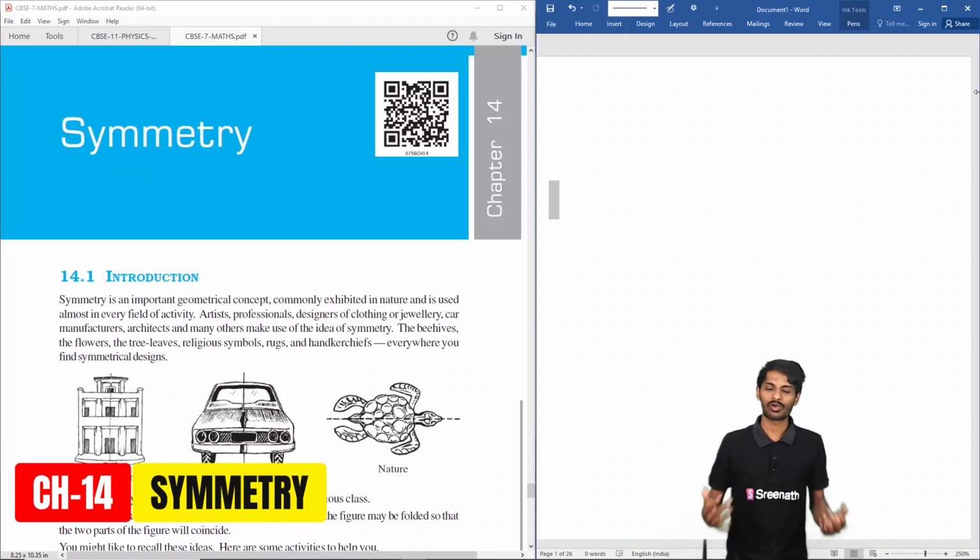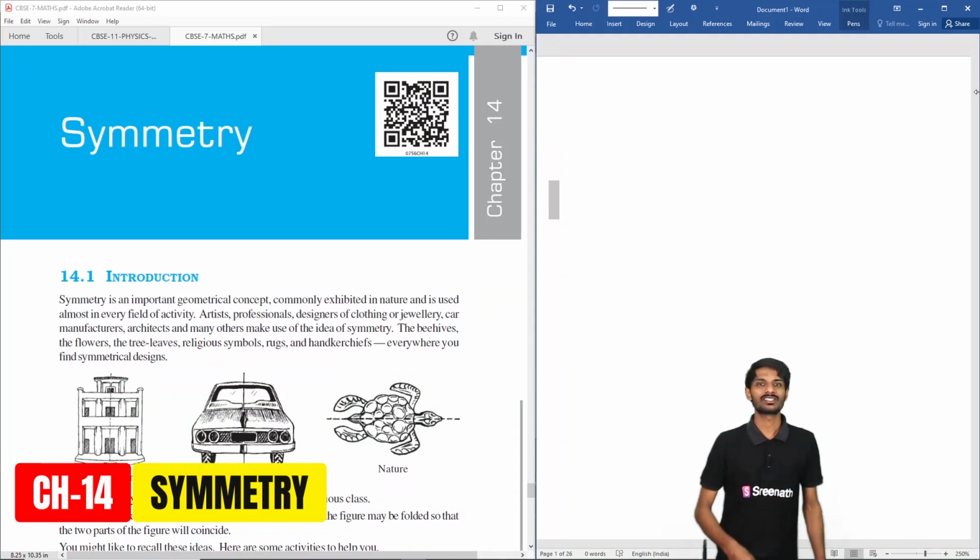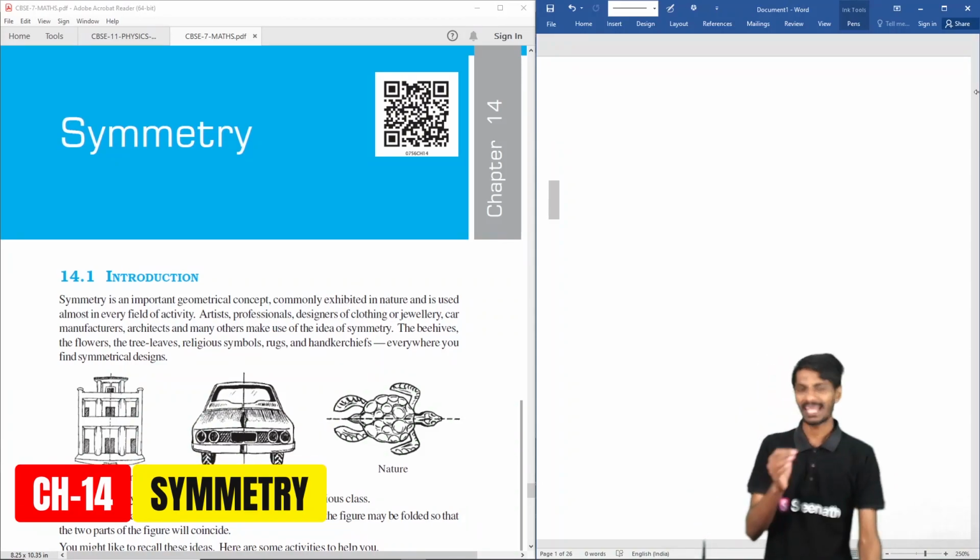In this video, we are going to discuss symmetry, which is the 14th chapter from 7th class CBSE Maths.